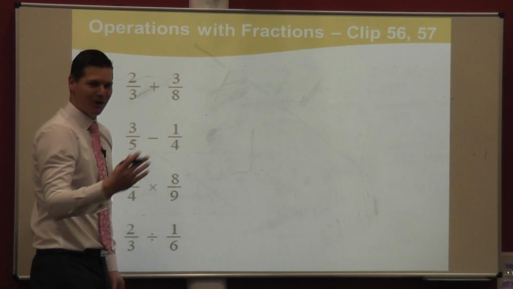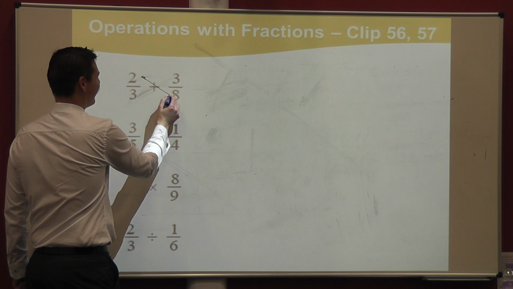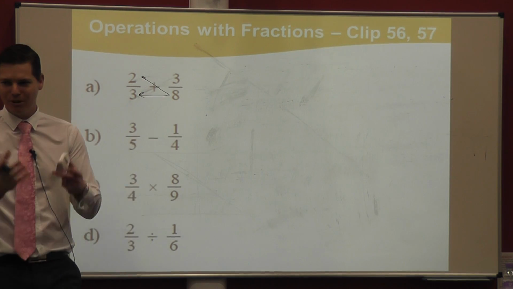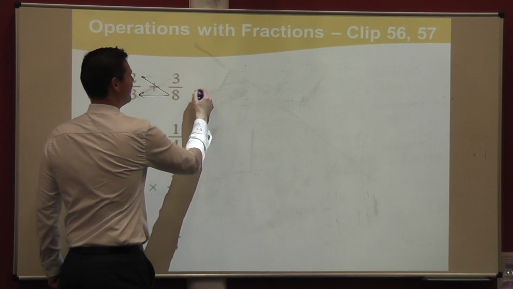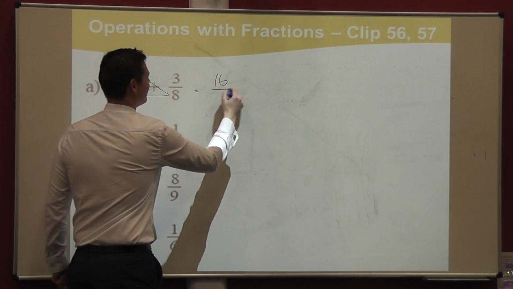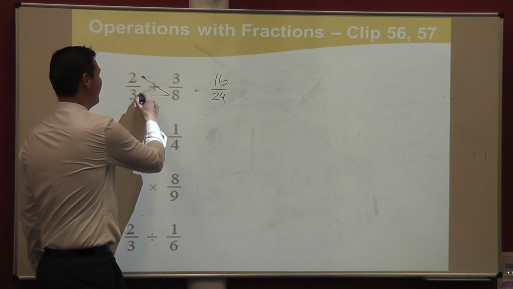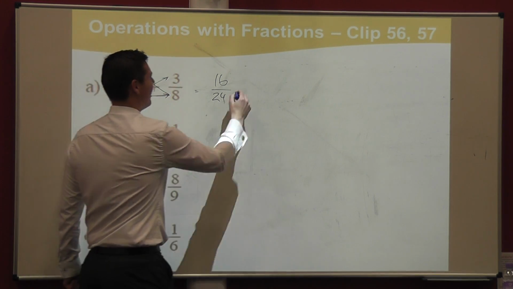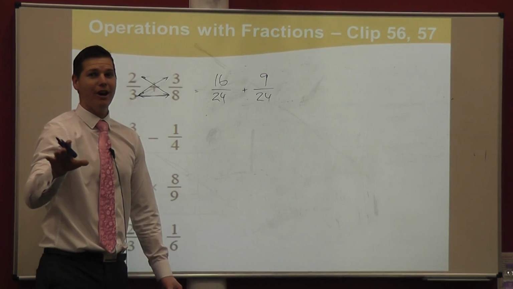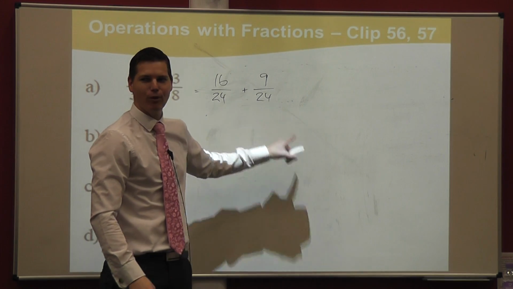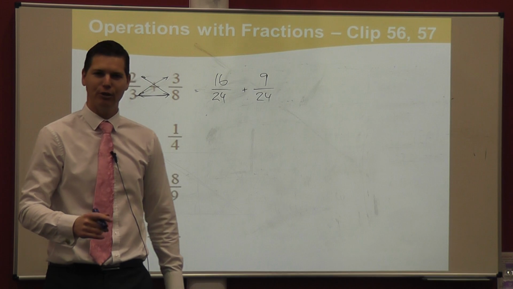Alright. Cross multiply, but do it the right way. 8 times 2 and 8 times 3. We're cross multiplying the denominators, not the numerators. 8 times 2 is 16, and 8 times 3 is 24. Then we cross multiply the other way. 3 times 3 and 3 times 8 is 9 over 24. You'll know if you've got it right because they'll both be 24. One of them won't be 9 like someone tried to do. So you'll get it right.